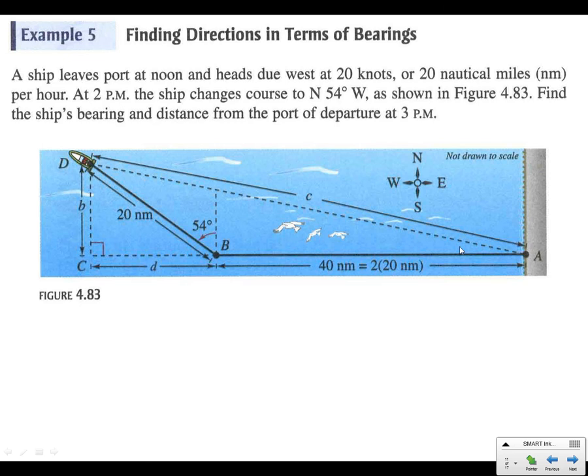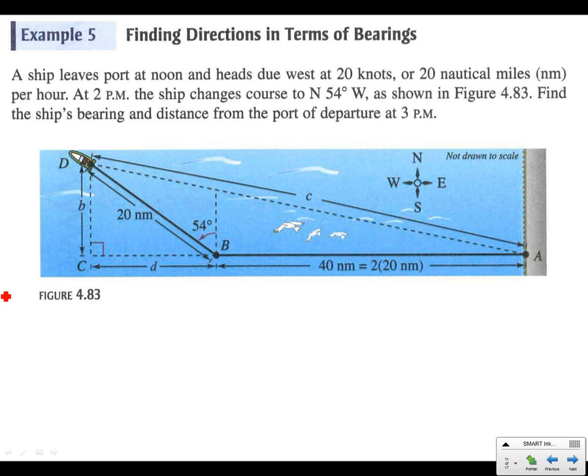We've got a ship that leaves port. Port's over here. It travels 2 hours at 20 nautical miles per hour, so a total of 40. It then decides to change course, north 54 west. So from pointing north, we spin 54 degrees to the west. And then we keep traveling another hour, 20 nautical miles. Our new job is to figure out, what is our bearing back to port? If we needed to travel back to port, what degree would we travel? And how far away are we? A couple things here to figure out.